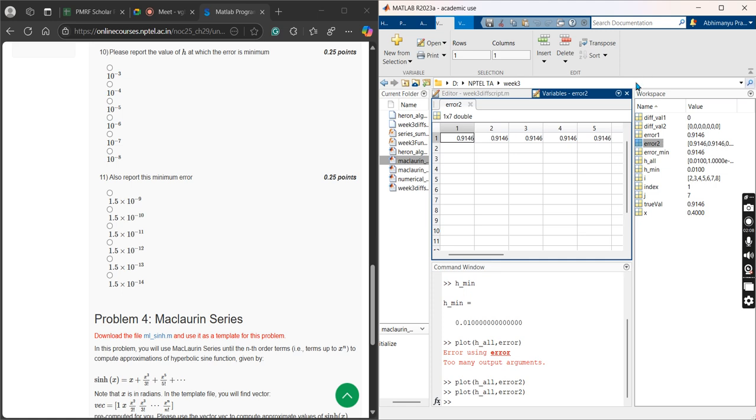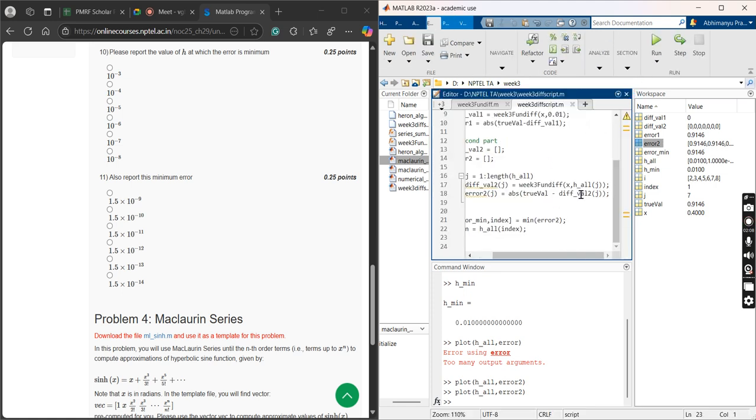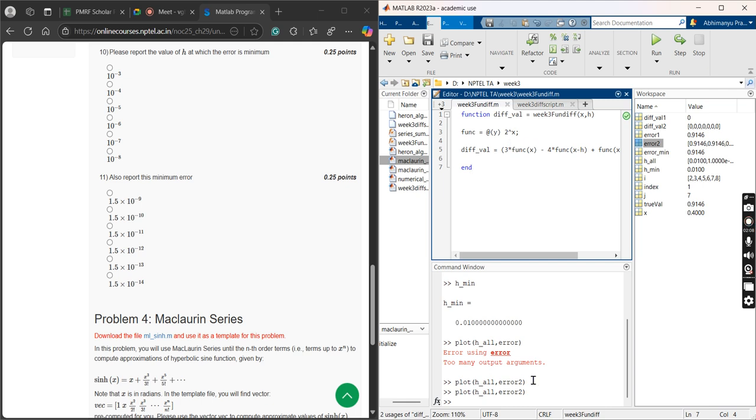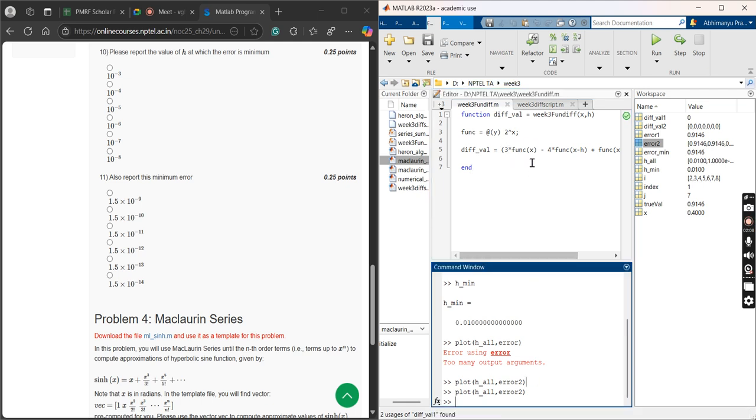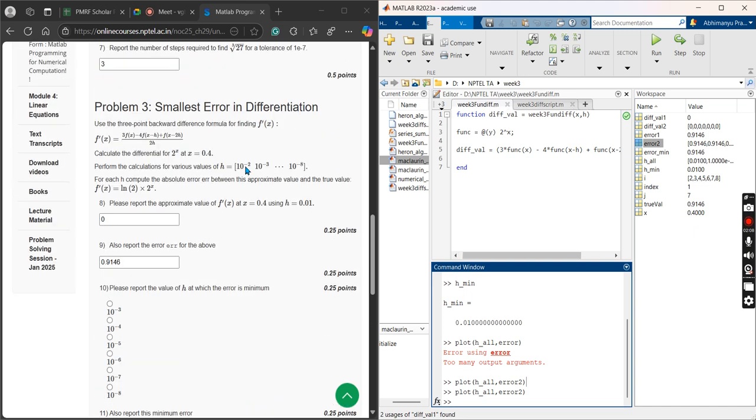I am getting the same error for every variable. Why is that happening? Default to j, error to j, true val, nested val, v3 function diff. So is this right? 3 times function x minus 4 times function x minus h plus function x minus 2h divided by 2h. So this is fine.